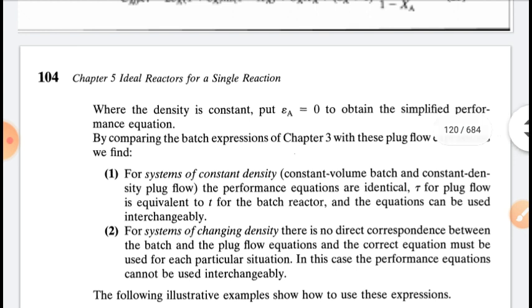Now there are a few remarks which I want you to remember. For a system of constant density, that means a CVRS, the performance equations are identical for plug flow and batch flow. So from that we can say that the space time and the residence time for both reactors are equal, and they can be used interchangeably. But for the VVRS system there is no direct similarity between the PFR and MFR reactor. It will be different for both reactors, so we cannot use the performance equation interchangeably there.